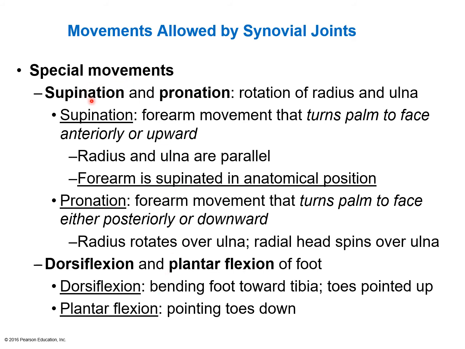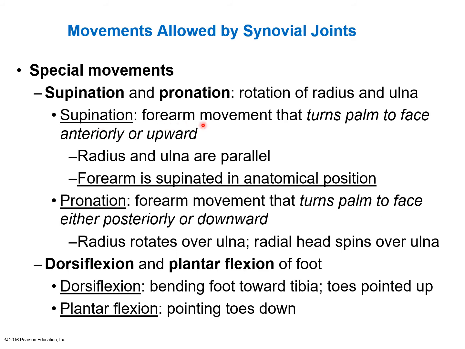So special movements, let's start with supination and pronation. Both of these are very unique movements that we can have at our radio-ulnar joint. Okay, so the radius and ulna. Remember the interosseous membrane that I mentioned that exists between the radius and ulna, right? Well, this is where we're going to see this type of motion. So supination, what is supination?